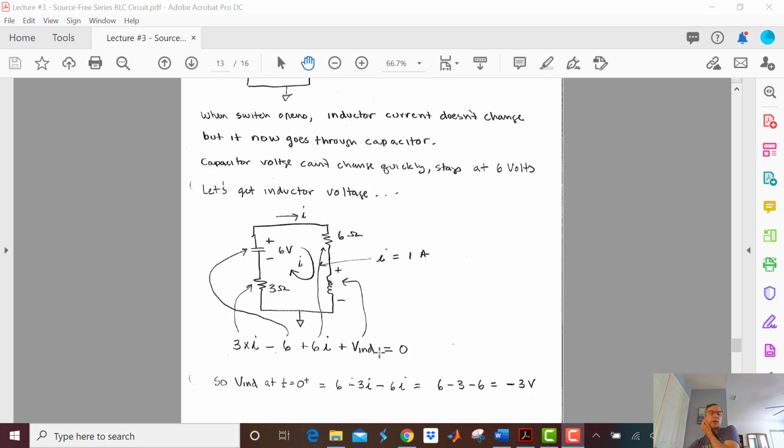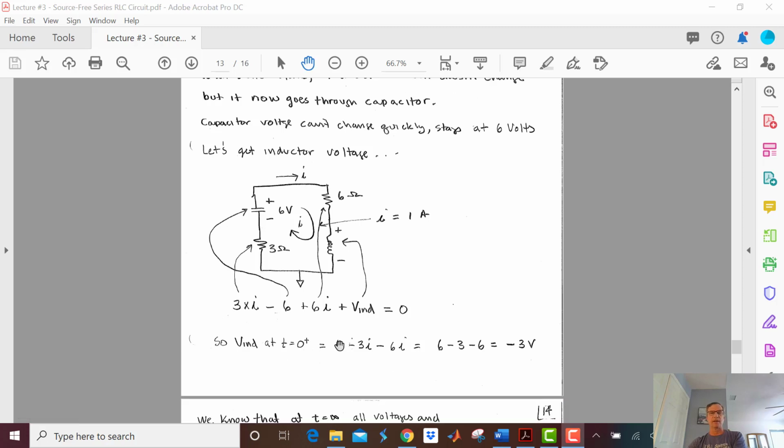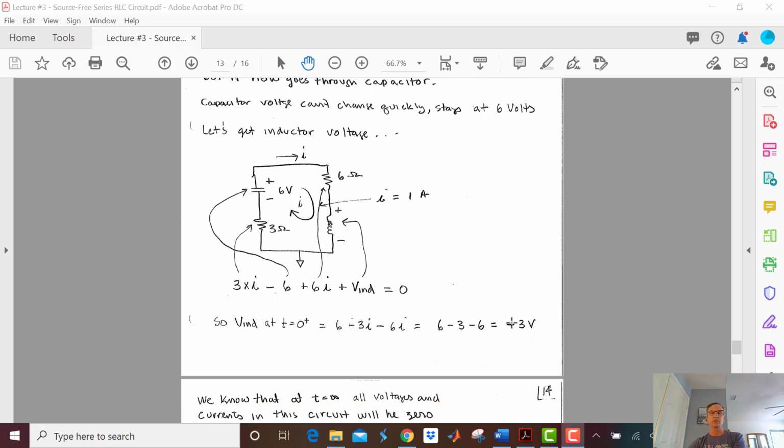So again, normally when you do KVL, you're usually solving for the mesh current. Not in this case. Here you know the mesh current. So I want to know the inductor voltage, but I'm using KVL. So I solve that equation and I get my voltage across the inductor is going to be -3 volts.